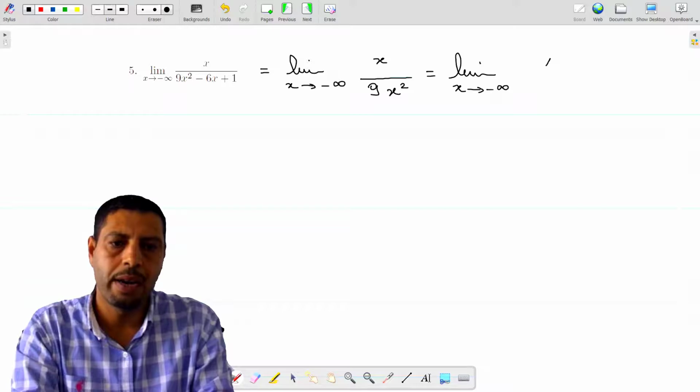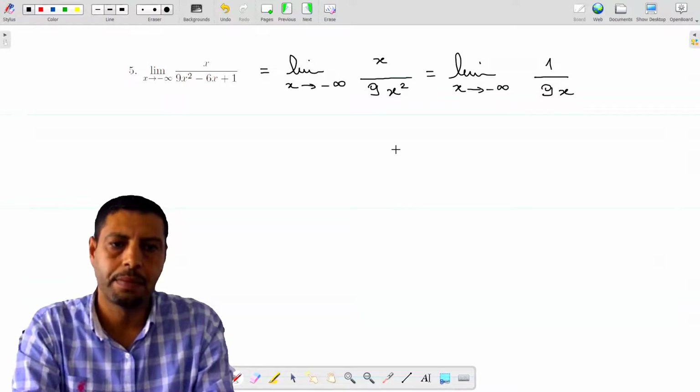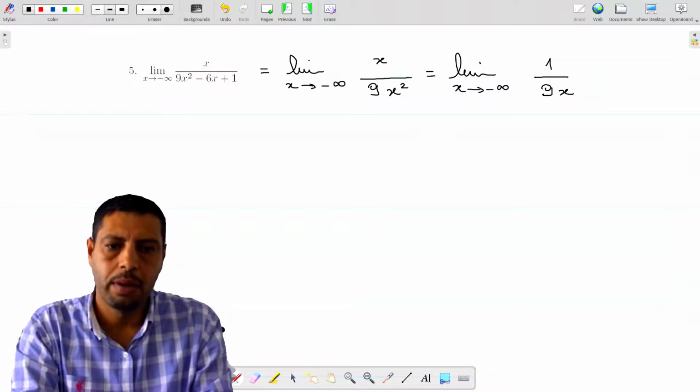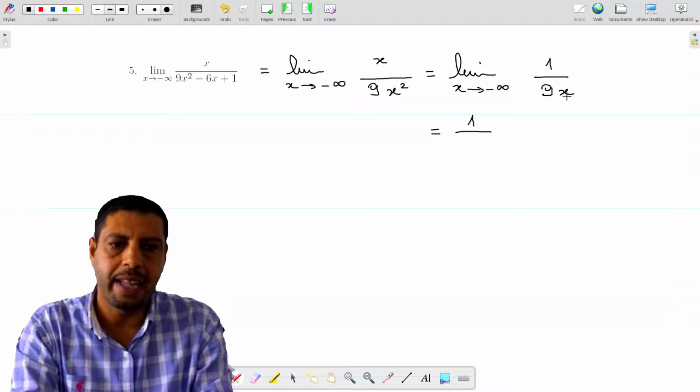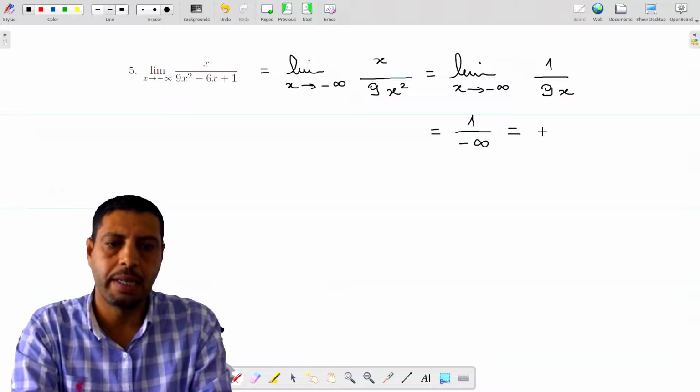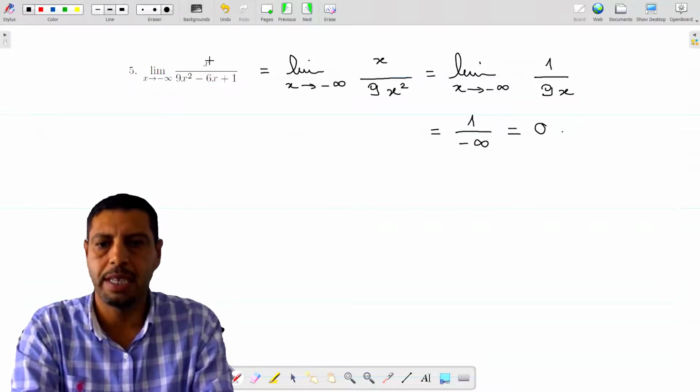of 1 over 9x, which is equal to 1 over 9 times negative infinity, which is negative infinity. So we have 1 over negative infinity, which is 0. So your limit here is 0.